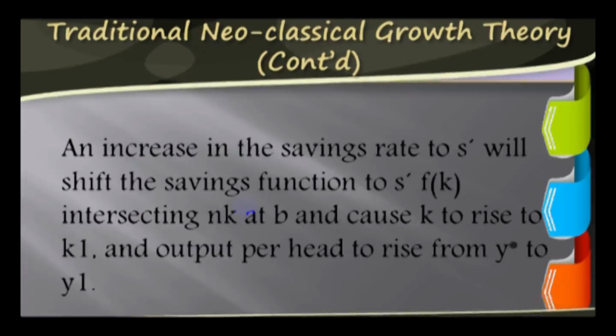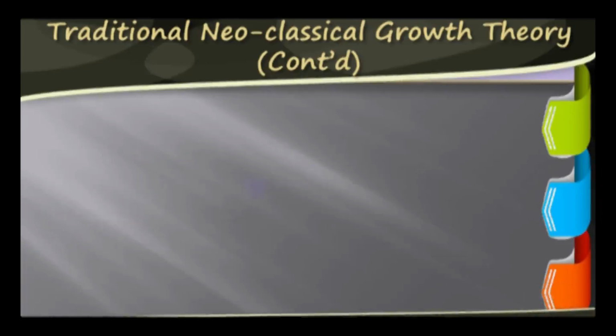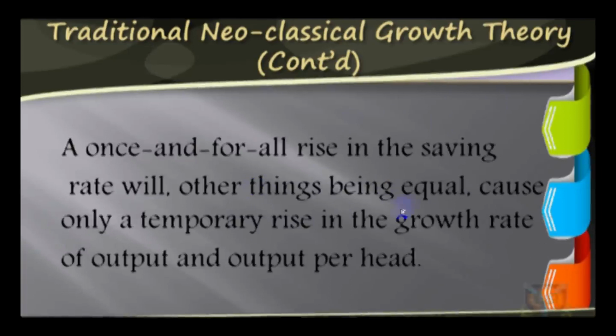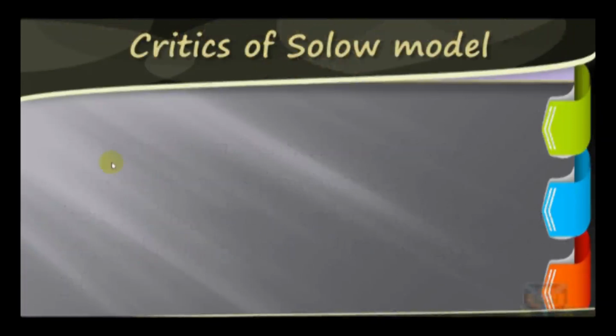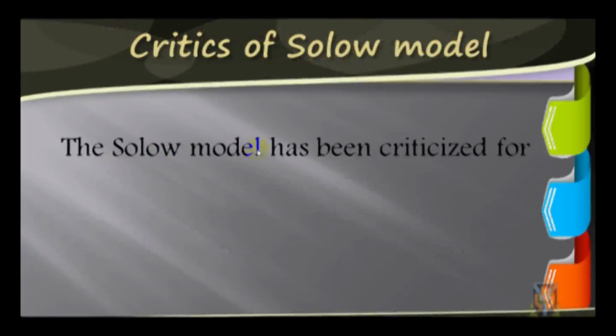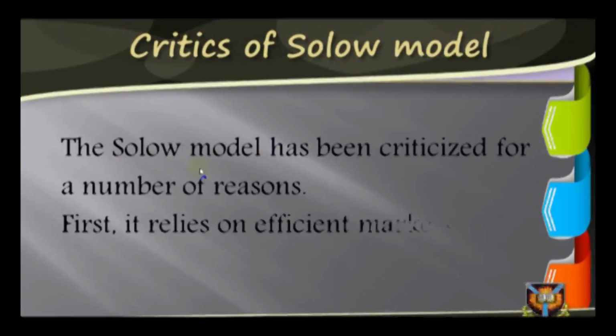A once-off technological improvement will shift the production and savings function upward. The savings function will intersect the capital requirement line at a higher capital labor ratio. The capital labor ratio rises, and this results in a higher output per worker as given by the new production function. Thus, according to the model, continuous technical progress is required for continuous increases in output per head to be achieved.